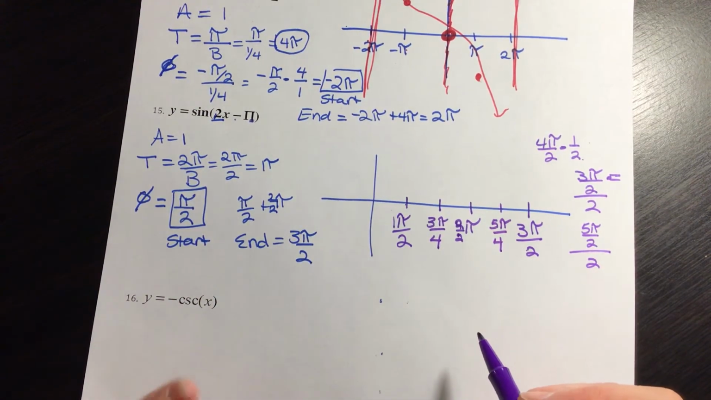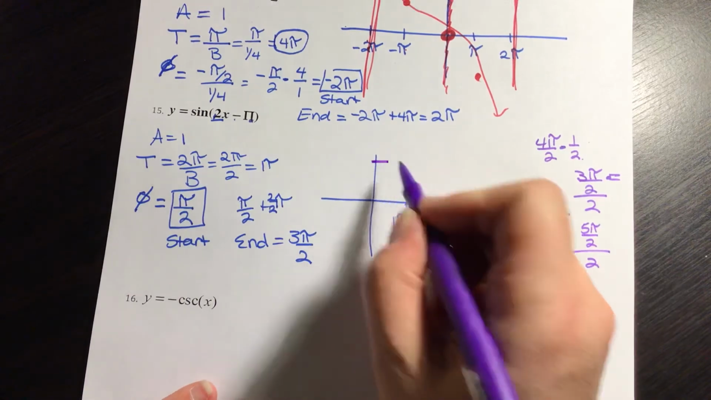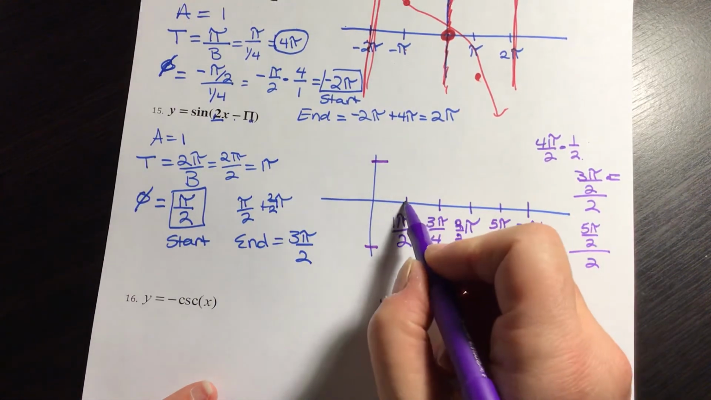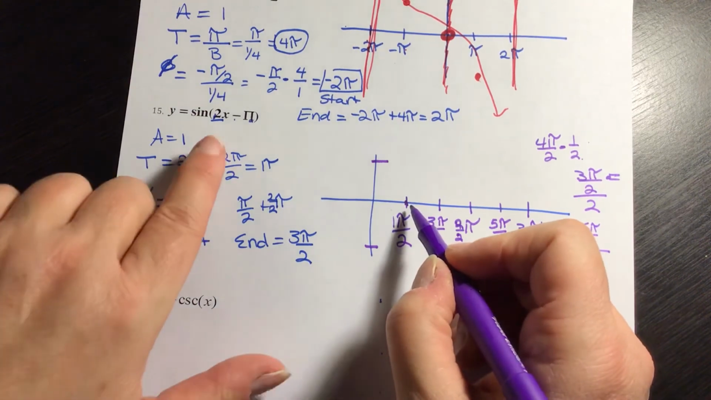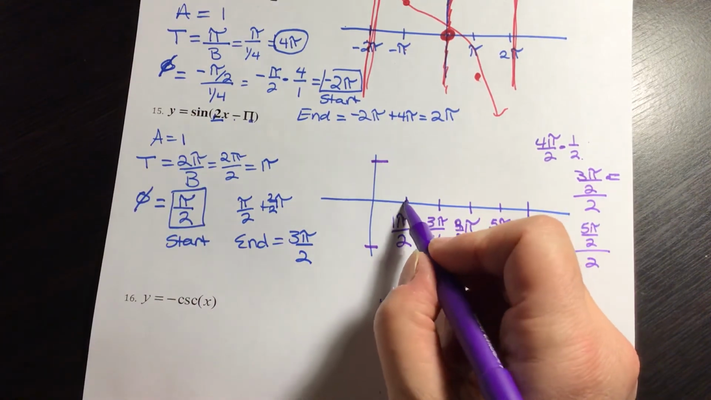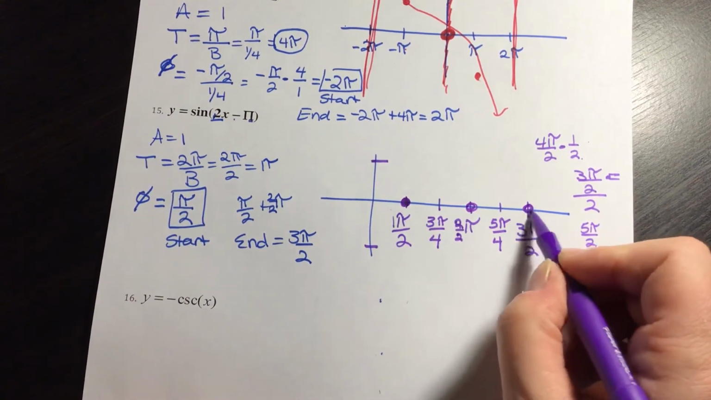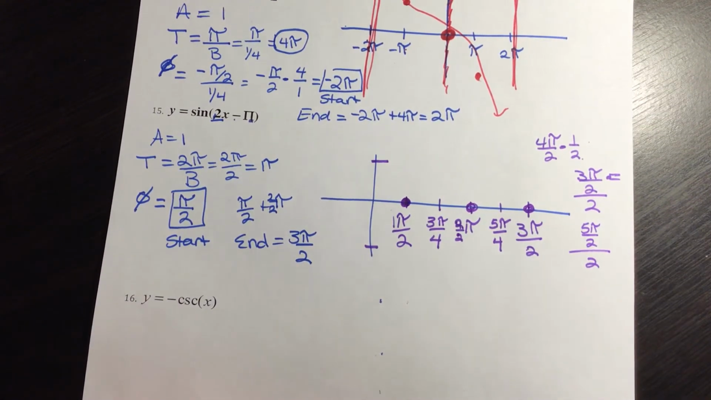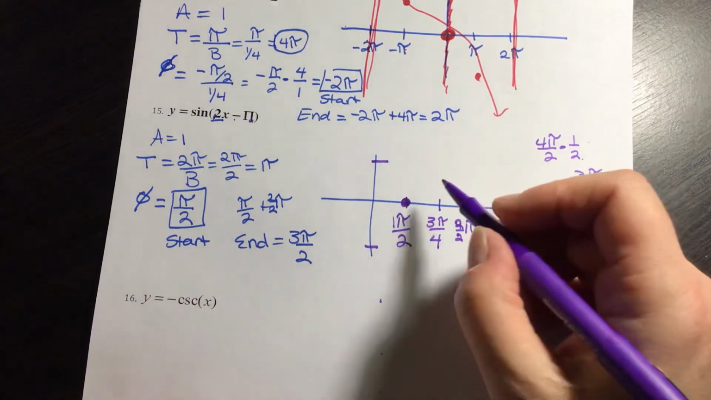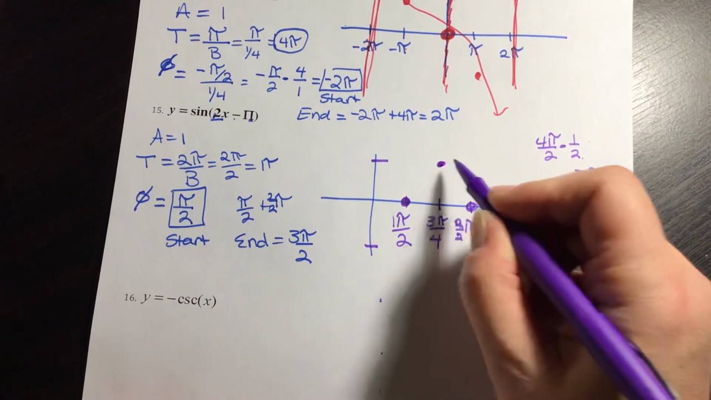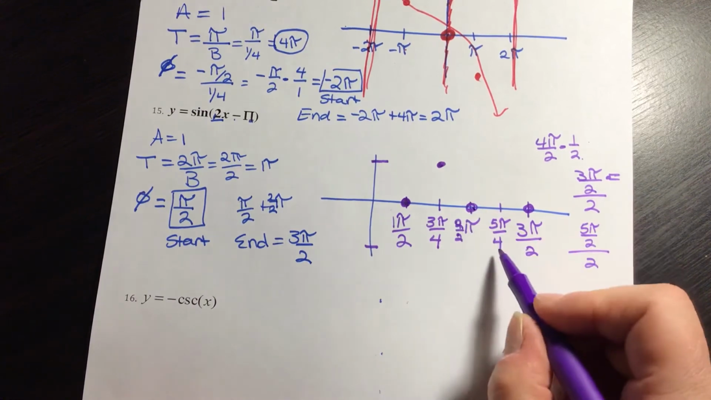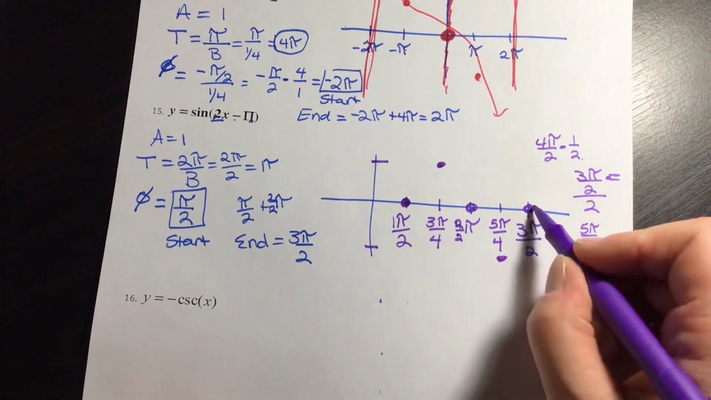All right, so my amplitude is 1. So at my starting point at pi over 2, I'm going to have an x-intercept. For a sine graph, you have 3 x-intercepts in one cycle. Then I'm going to go up to 1, back down, down to -1, and then back up.